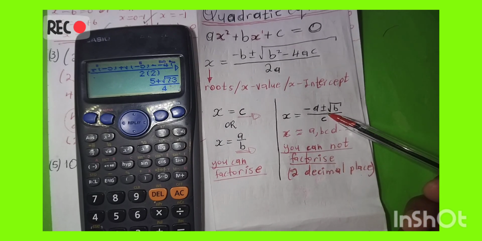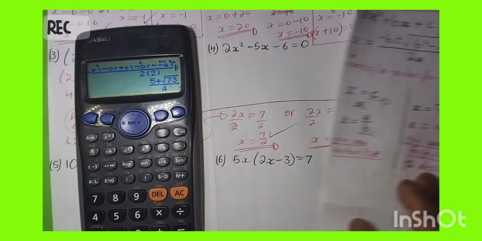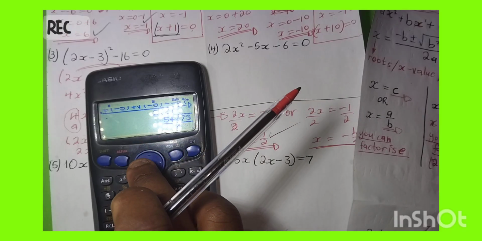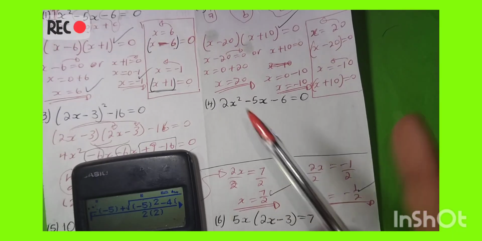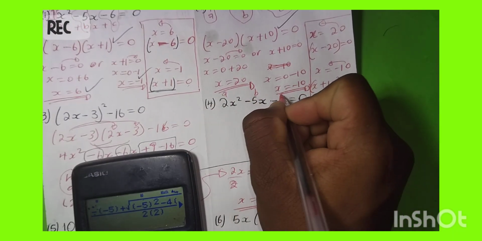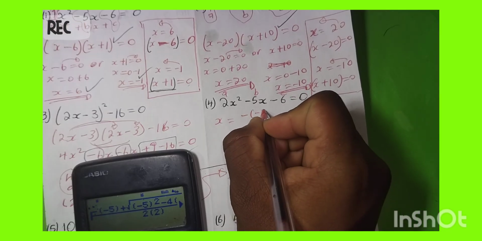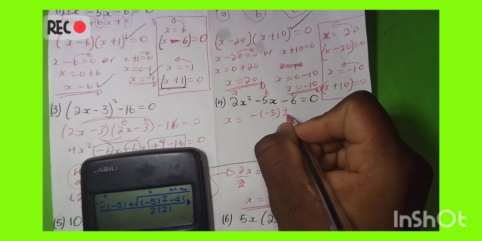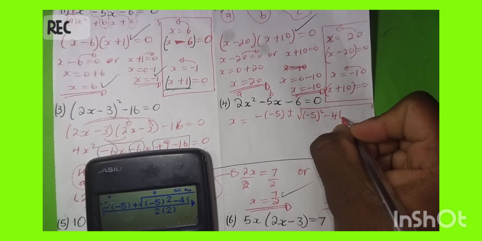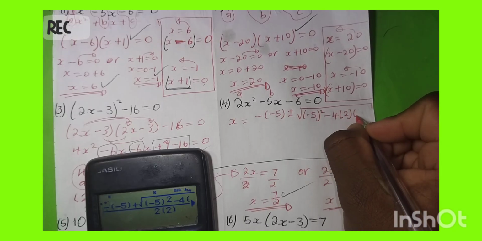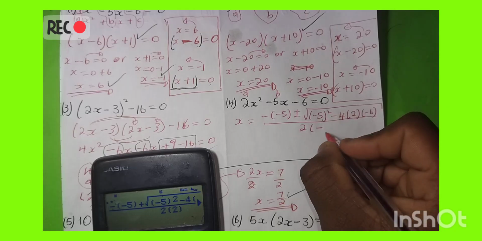The moment you got this one, it means you cannot factorize. This is what you should do here now. Everything that you just pressed on the calculator, you write it the way it is. Remember, I said this is A, B and C. You write -5 and close, plus or minus the square root of -5 squared minus 4, then your A and your C, divided by 2A.